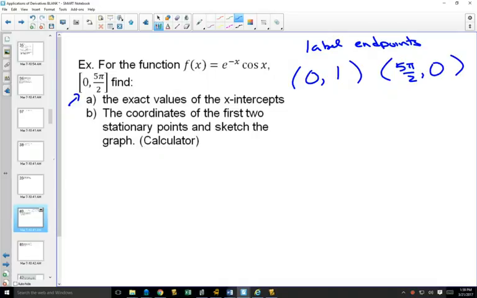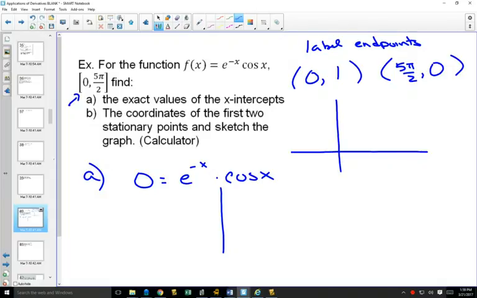So now we want to find our exact values of our x-intercepts. X-intercepts are when y is equal to 0. And we have e to the negative x times cos of x. We have two things here. In fact, if I split things up here, we have to check either when e to the negative x is 0 or when cos of x is 0. Now, e to the negative x, if you think of it graphically, what does e to the negative x look like?